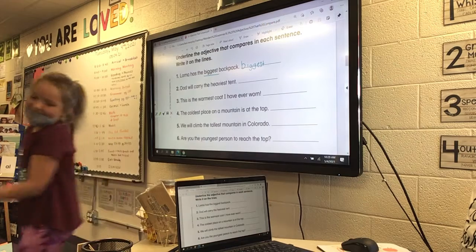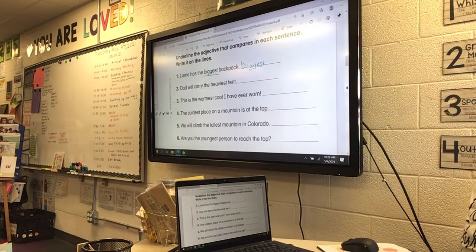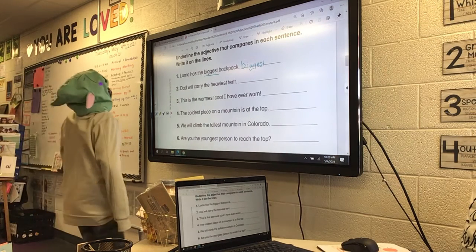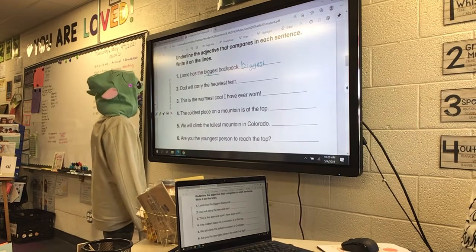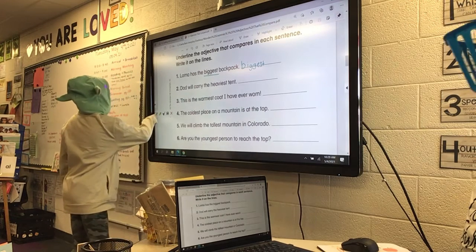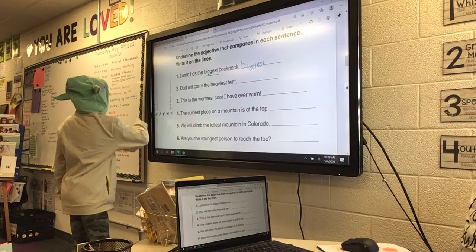It's okay, Lila. Okay, number 2. Read that for us nice and loud. Addie. Yay! I was crossing my fingers. Okay, read it for us, Addie. Dad will carry the heaviest tent. Good. Heaviest tent. All right. So what is the adjective?